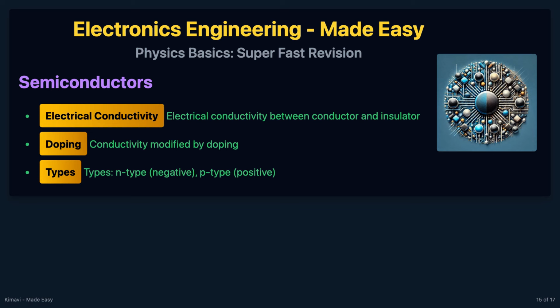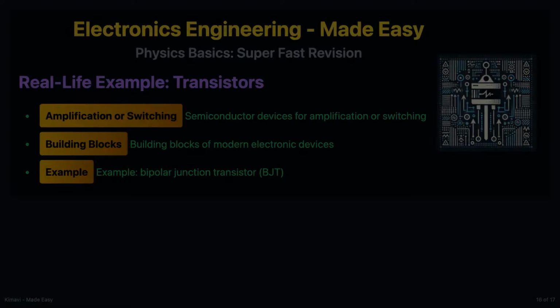Semiconductors are materials with electrical conductivity between that of a conductor and an insulator. Their conductivity can be modified by doping, which involves adding impurities to the material. The two main types of semiconductors are N-type or negative and P-type or positive.